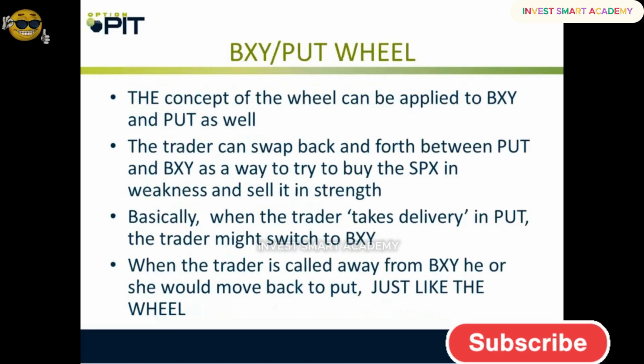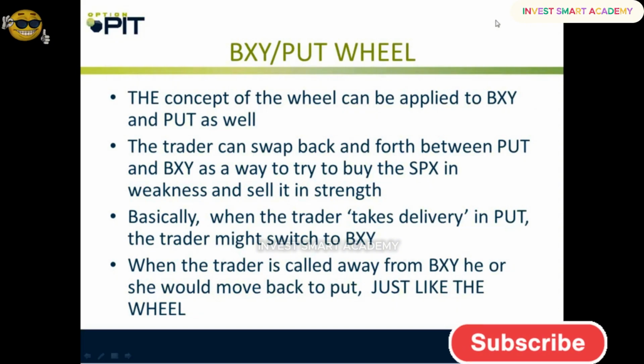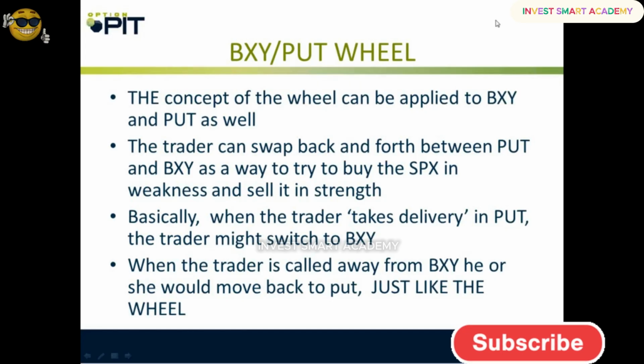Now, I'm in the middle of testing this, but I know I've talked about this BXY put wheel. The concept of the wheel can be applied to BXY and put, the put of the BXY index. And actually, you can use this in weeklies. This is why I'm discussing this. A trader can swap back and forth between put and BXY as a way to try to buy the SPX in weakness and sell it in strength. Basically, when the trader takes delivery in put, the trader might switch to BXY. I'm going to walk through what those are. When a trader is called away from BXY, he or she would move back to put, just like the wheel.